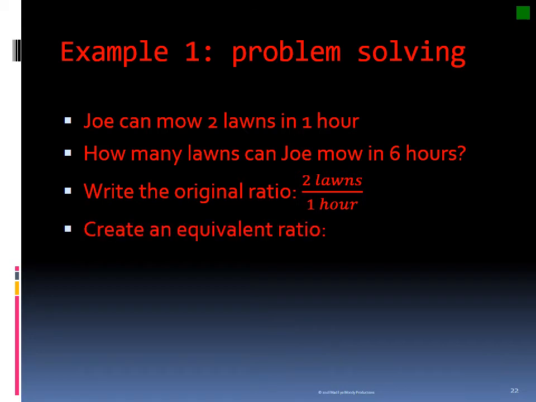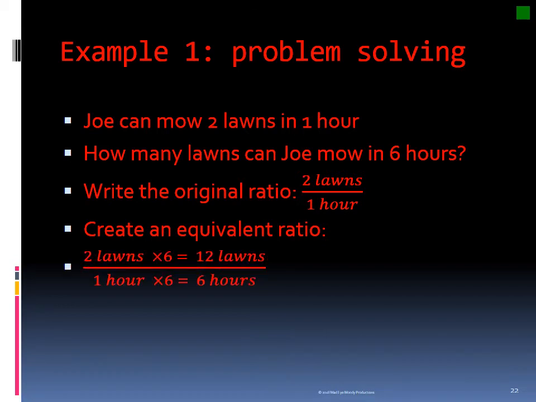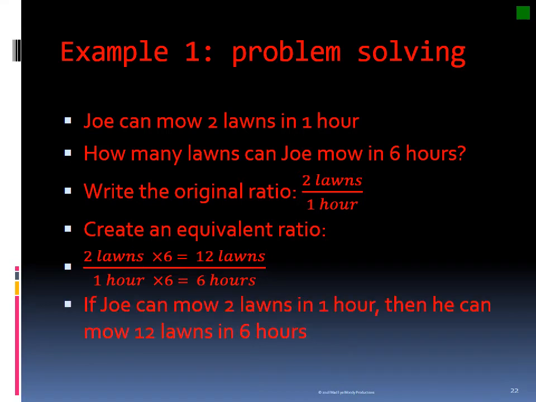And here is where you're going to be using that constant. So you're either going to multiply or divide both your quantities by the same factor. So if I need to get to 6 hours, how do I get from 1 hour to 6 hours? Well, I'm multiplying by 6. So he's working for 6 hours, so whatever he's doing for 1 hour, he's doing it 6 times. So if he mows 2 lawns in 1 hour, then in 2 hours, he's going to mow double that. In 3 hours, he's going to mow triple that. So in 6 hours, he's going to mow 6 times that. And that's where we get this constant of times 6. Therefore, if Joe can mow 2 lawns in 1 hour, then he can mow 12 lawns in 6 hours.